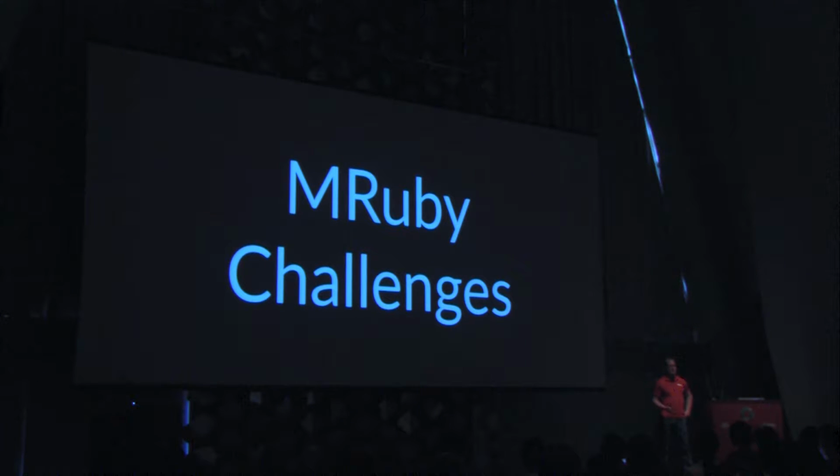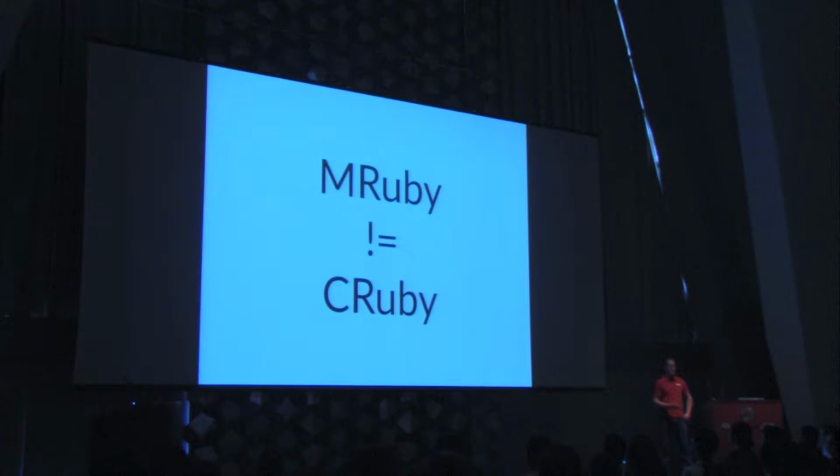So when I first heard about MRuby and MRuby CLI, I thought it would be pretty easy, but I was sure that there would be some challenges involved because it was a different Ruby implementation. So the first one is that MRuby is not the same as CRuby. The implementation doesn't support doing everything that you would do in CRuby like I'm familiar with.